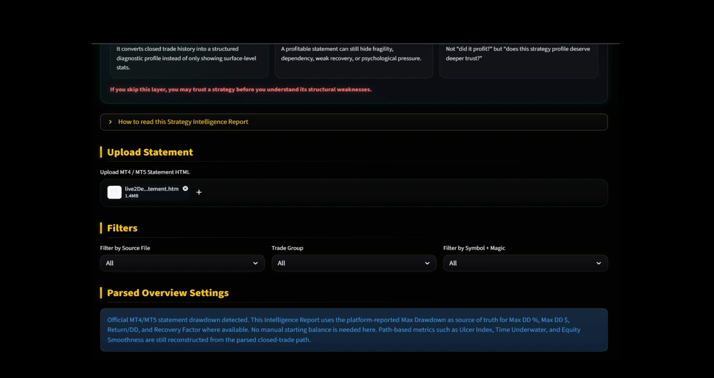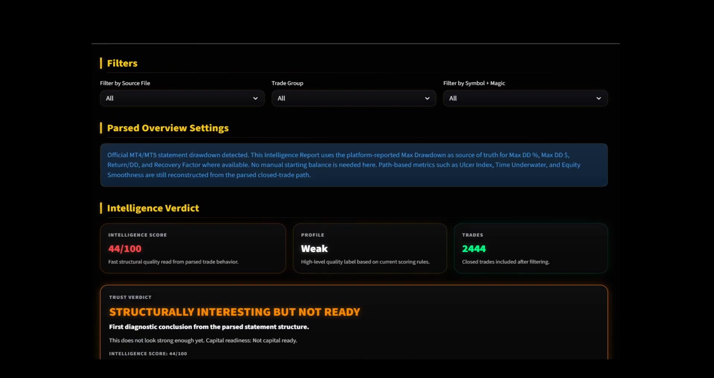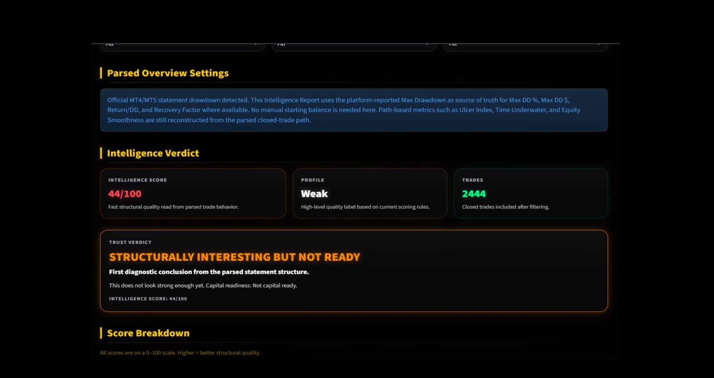Here, the first thing we see is the intelligence verdict. This gives a fast structural read of the selected statement or filtered trade set. At the top, we see the intelligence score, the profile label, and the number of closed trades included after filtering. In this example, the trade sample is large, but the overall profile is still weak. That is important. A lot of trades does not automatically mean the strategy is strong.